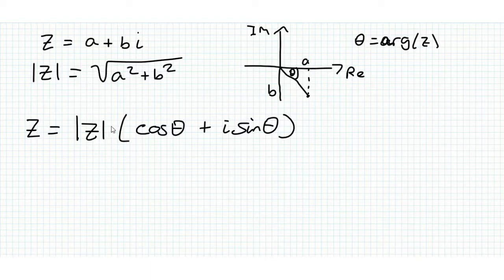So if you're ever asked to convert from Cartesian coordinates into modulus argument form, you need to find the modulus of z and the argument, and you write it down in this form. So that's simple enough. That's all we're going to look at in this video. There is another form to look at for complex numbers, which we will take a look at either in the next video or a couple of videos down.